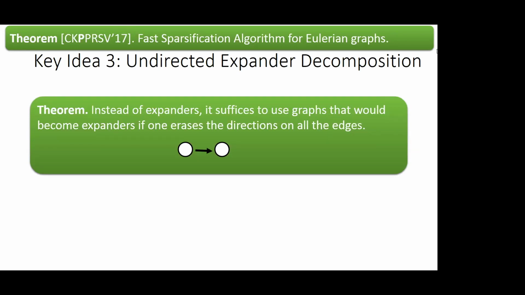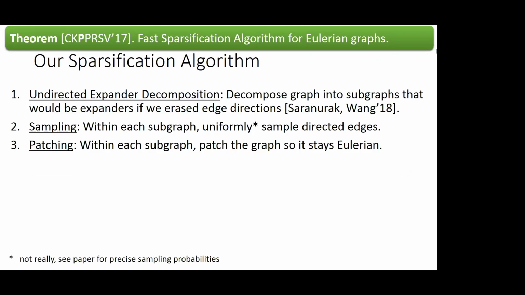So this is not an expander; it's not even connected. But if we erase the directions on this edge, it just becomes an undirected path of length 1, and that is an expander. And so if we decompose the graph into graphs like this, it turns out that the patching and random sampling actually still works. And so that gives us the actual final algorithm.